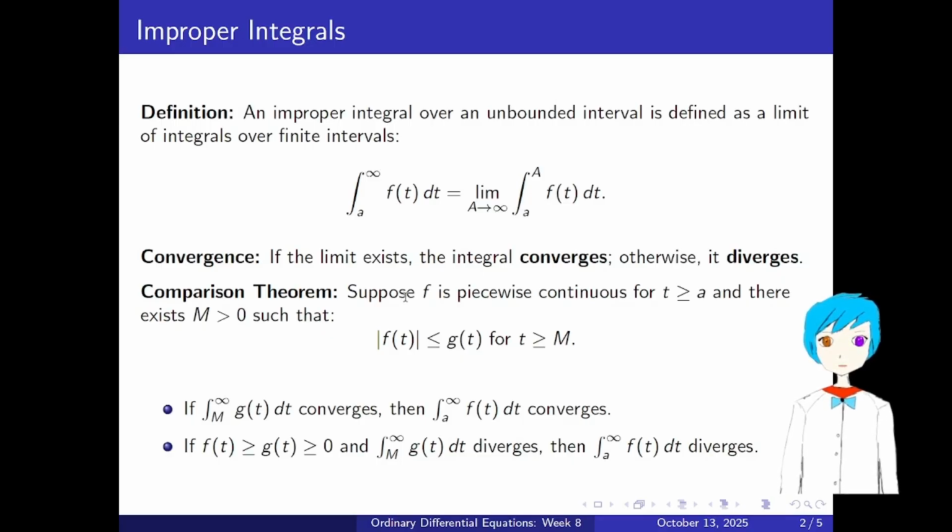So how do we determine if the improper integral for a function from A to infinity exists? We use a comparison theorem. If we have a piecewise function f, and another non-negative function g, such that the absolute value of f can be bounded by g, then if the improper integral for g converges, the improper integral for f also converges. On the other hand, if f is greater than or equal to g and the improper integral for g diverges, the improper integral for f also diverges.